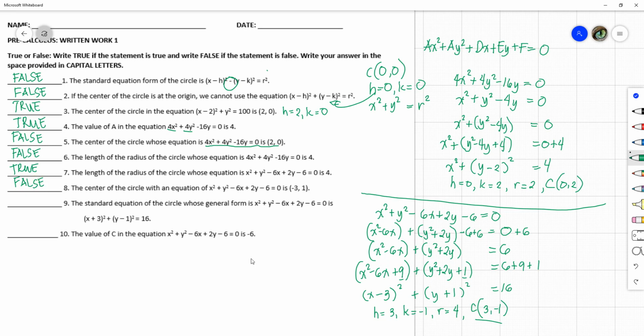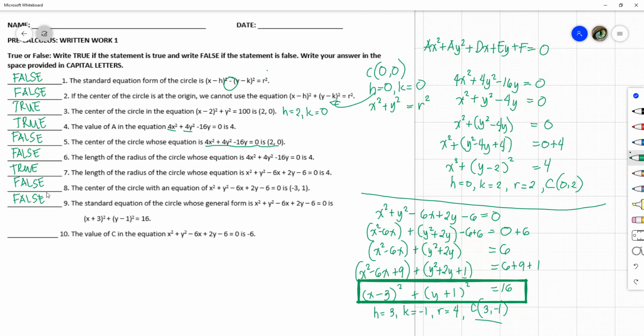Okay, now number 9. The standard equation of a circle whose general form is x squared plus y squared minus 6x plus 2y minus 6 equals 0 is the quantity x plus 3 squared plus the quantity y minus 1 squared equals 16. In this case, as we can see, this would be our answer: the quantity x minus 3 squared plus the quantity y plus 1 squared equals 16, which is different from what is given in statement number 9. Therefore, this is false.